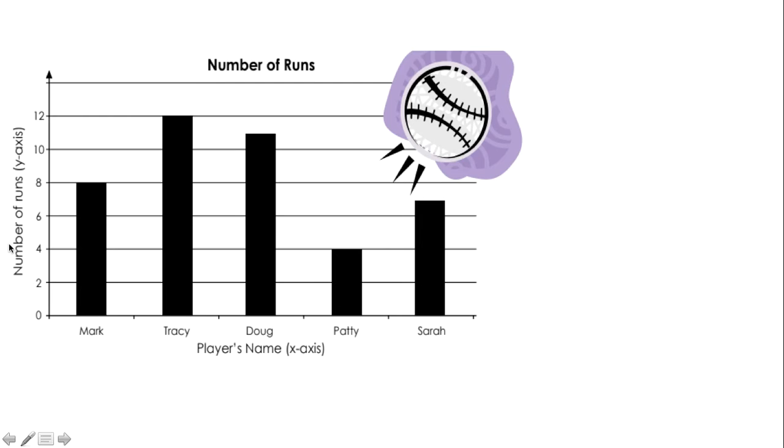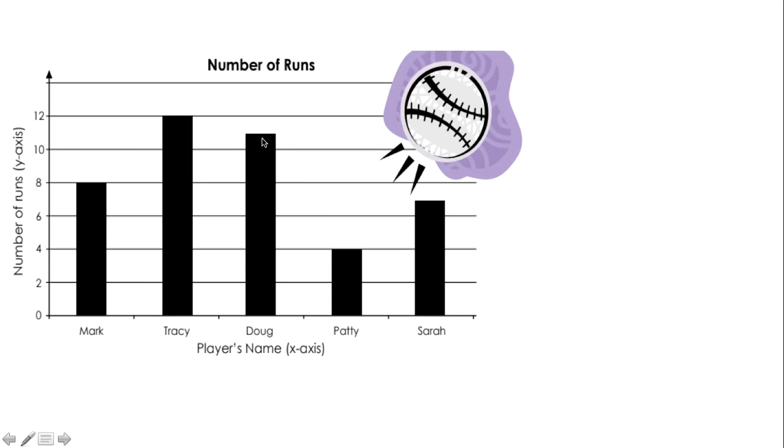Now I'm going to look at what my axis label is, number of runs. So these numbers represent the number of runs that each of these players got. And finally, I'm going to look at the scale. This scale is different than the last graph because it goes 0, 2, 4, 6, 8, 10, 12. That means that each line is skip counting by 2. So anytime it goes to another line, that's 2 more runs.